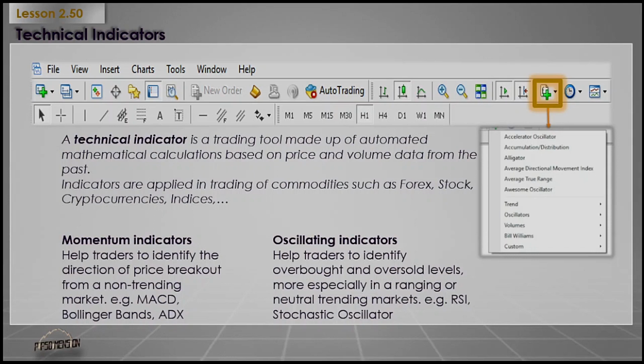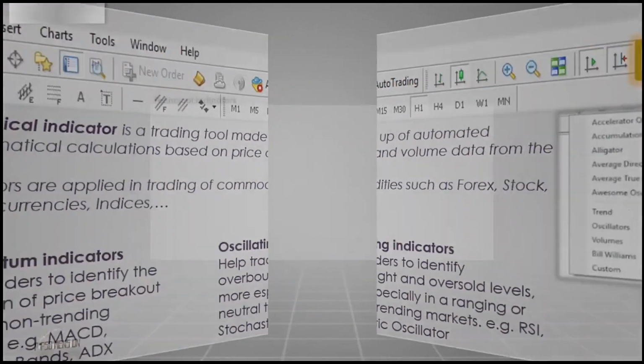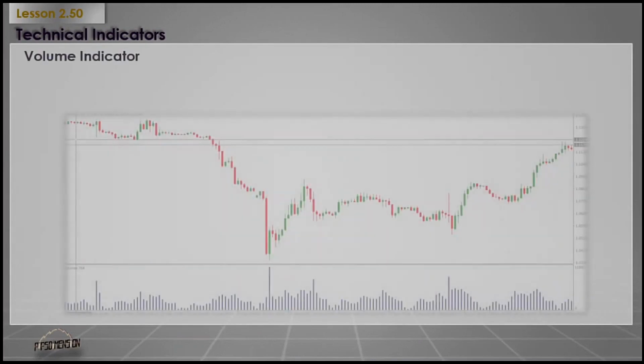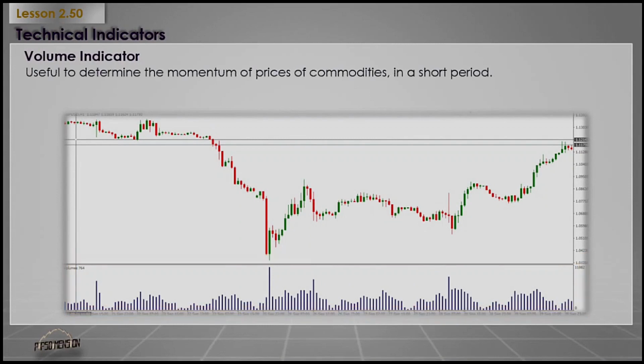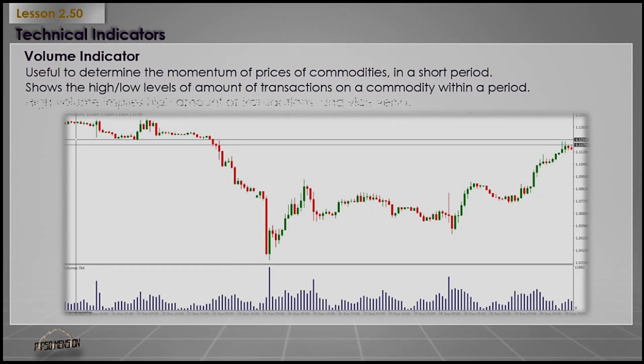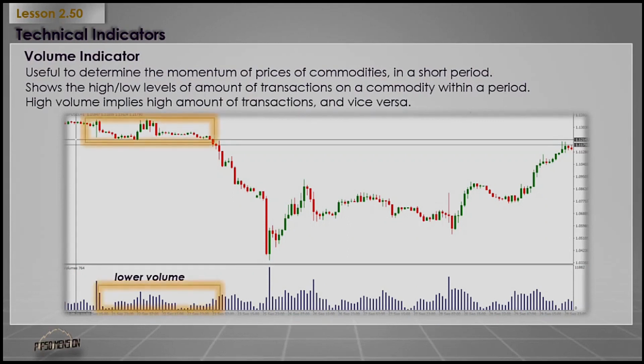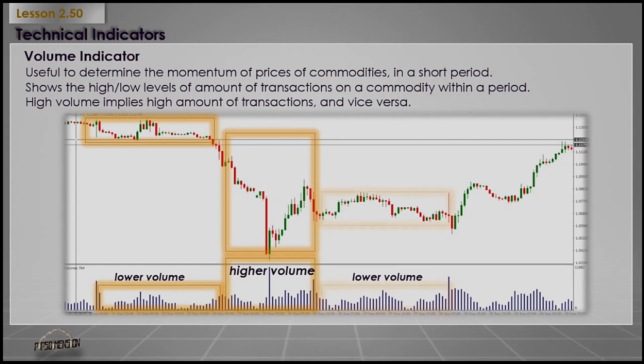Alright. I'm going to discuss some commonly used indicators and how to apply them in your trading system. First of all, let us talk about the volume indicator. The volume indicator is simple to understand and easy to use on the trading platform, yet it can be very useful to determine the price momentum of a commodity in a short time. It simply shows you the level of high or low amounts of transactions on a commodity. This means the more money is transacted on a commodity, the higher the volume will be. And these are represented in bars on the trading platform.